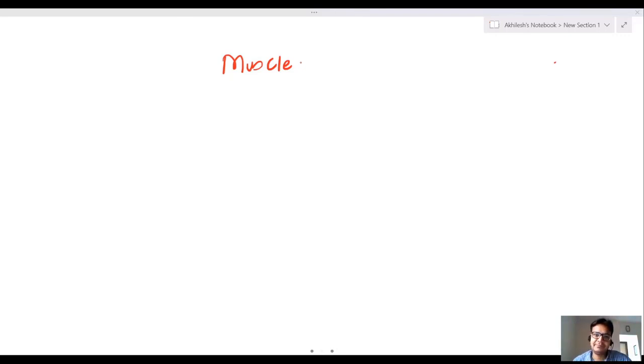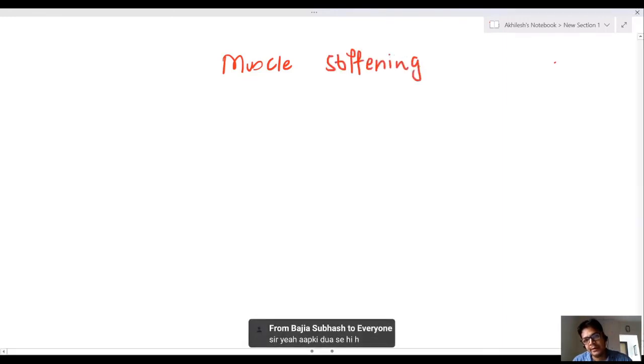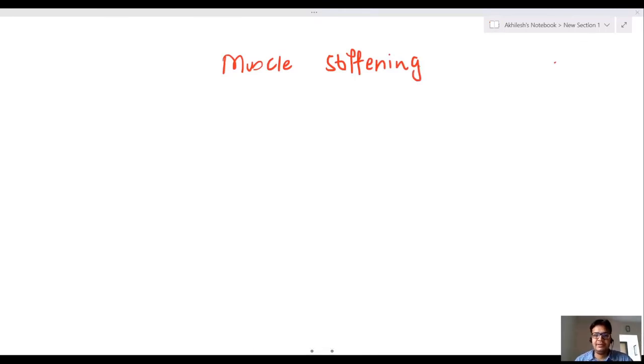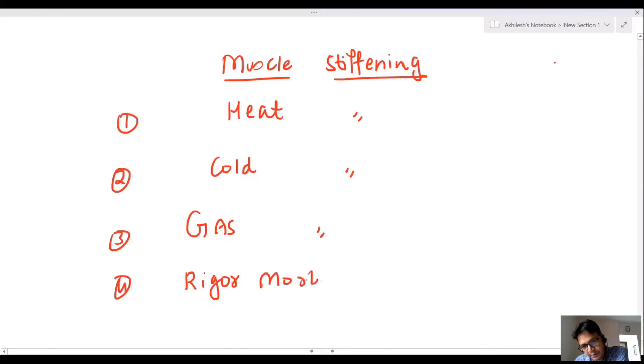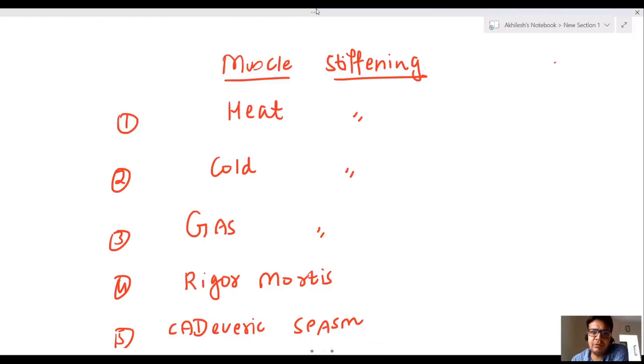Muscle stiffening. Now after death we have some muscle stiffening. What are the names of muscle stiffening? First, heat stiffening. Second, cold stiffening. Third, gas stiffening. Fourth, rigor mortis. Fifth, cadaveric spasm.